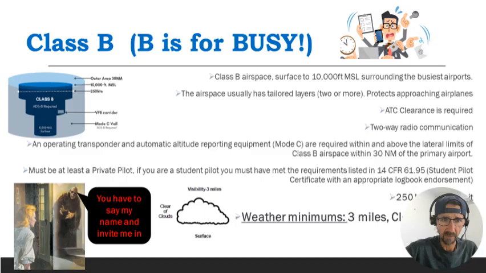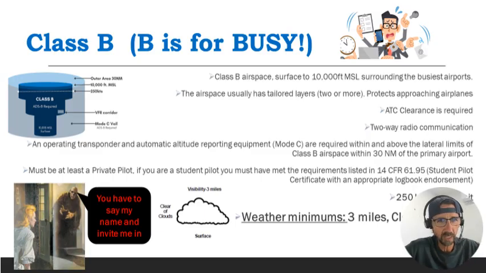You must be at least a private pilot to enter Class B airspace. Now, you can be a student pilot to transition through the airspace, but you need a specific endorsement by your instructor, 14 CFR 61.95. You have to have that special endorsement to get through Class B airspace. Most student pilots are not going to land in Class B airspace. There are certain airports that you're not allowed to.